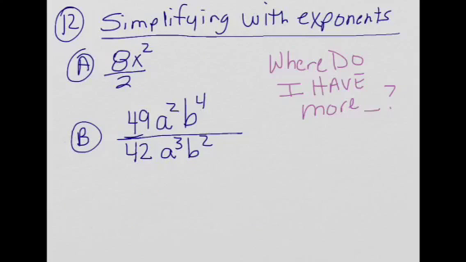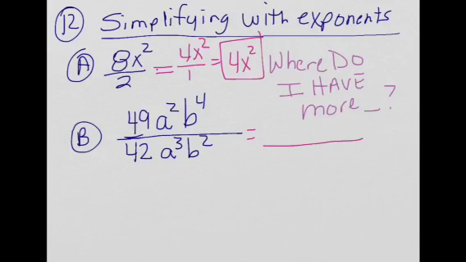Alright, now we're going to go to box 12, and we're going to begin simplifying fractions that have exponents. Again, we're going to simplify the numbers first. So we're going to go to 2 goes into 8 4 times. 4 over 1. Where do I have more x's? I have them on the top. How many more do I have? I have 2. And 4x squared over 1 is the same as 4x squared.